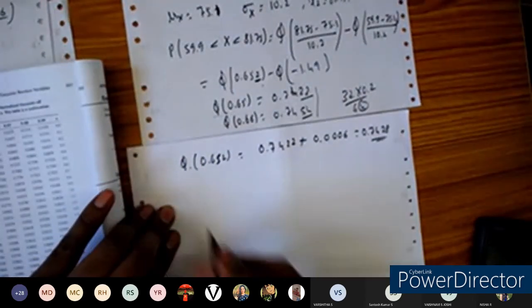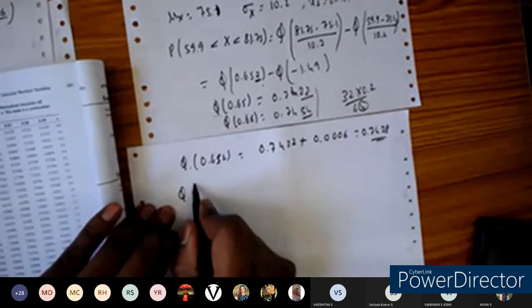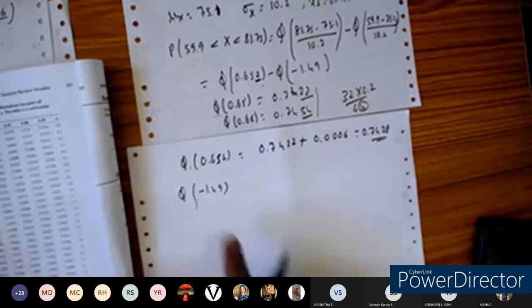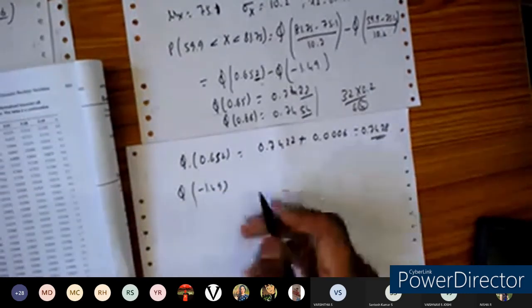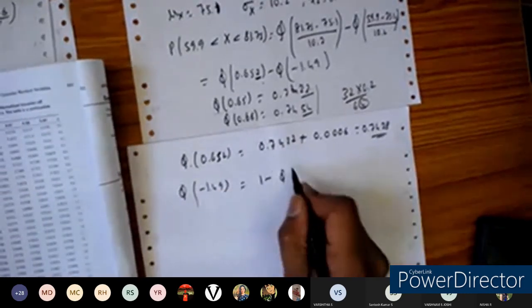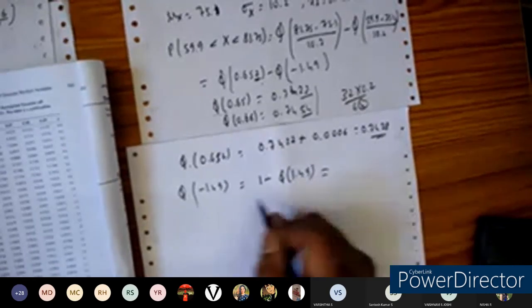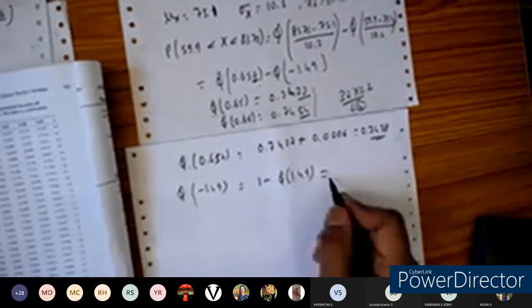Okay. So similarly, for the next one, phi of minus 1.49. In the table, we don't have the value for minus 1.49. But we can write it as 1 minus phi of 1.49. So this will become equal to 1 minus phi of 1.49. We have the value for 1.4 at 9, so it is 0.9319. So 1 minus 0.9319.